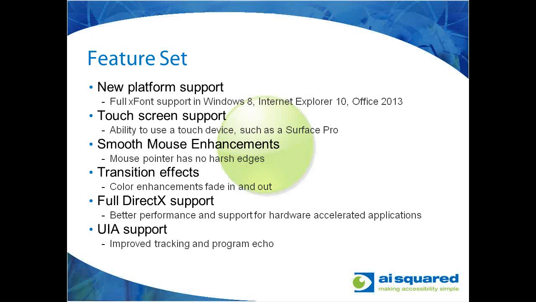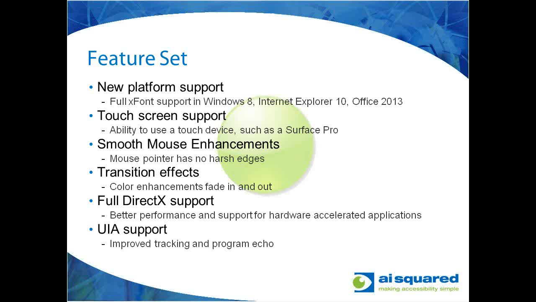Touchscreen support is something brand new, so you can use a touch device like a Surface Pro in Windows 8 with ZoomText, where you touch on screen, even if it's magnified, will correlate to a button or a control that you're looking at on screen. That's something that we've never had before. And there are touchscreen gestures to do things like pan your magnified view, change your magnification level, and even launch the reading tools.